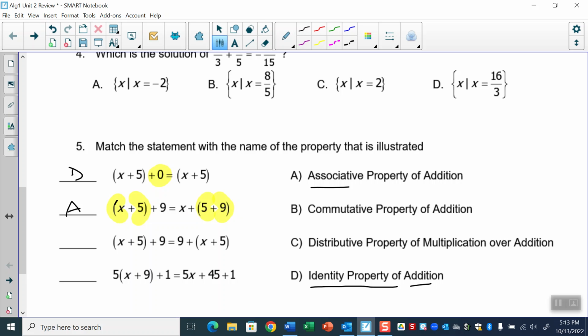I've changed the parentheses, not the order. So now this one I've got x, 5, and 9, 9, x, 5. So the order is different, and so if the order is different, that's going to be the commutative property. And then for this last one, I've distributed the 5 to the x and the 9. 5 times x is 5x. 5 times 9 is 45, and then I have the +1. I'm not distributing to the +1, it's just out there. That is the distributive property, so that would be C.